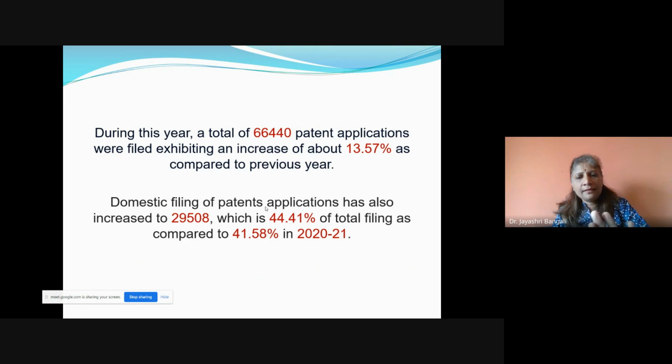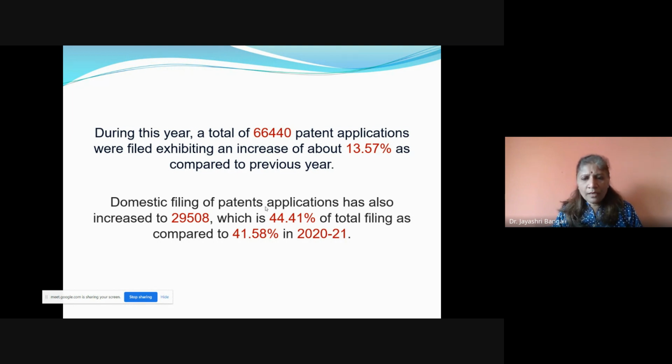And this is the latest scenario of patent filing. During this year, I'm talking about 2022, a total of 66,450 patent applications were filed. It's an increase of about 13.57% compared to the previous year. And you can see domestic filing of patent applications has also increased to 29,508, which is almost 44%.